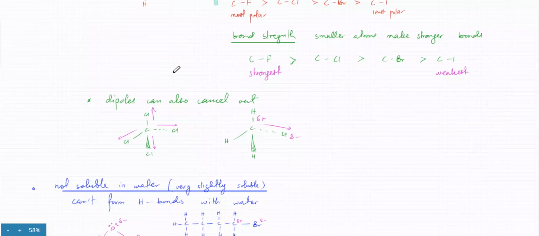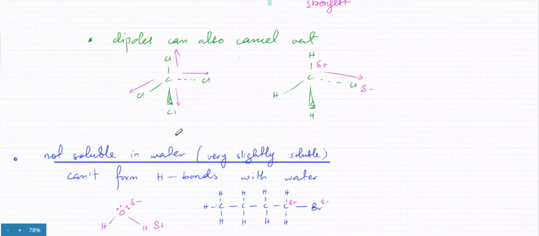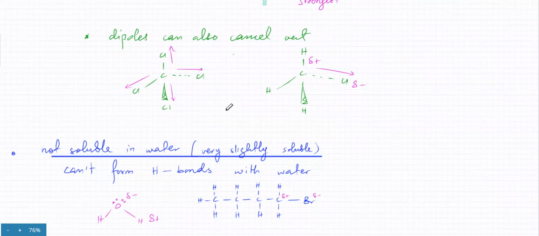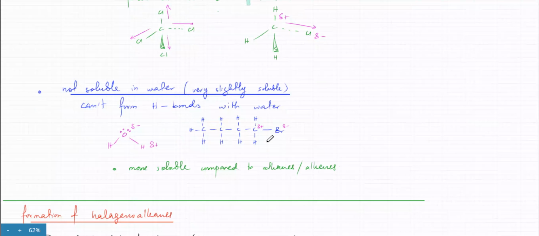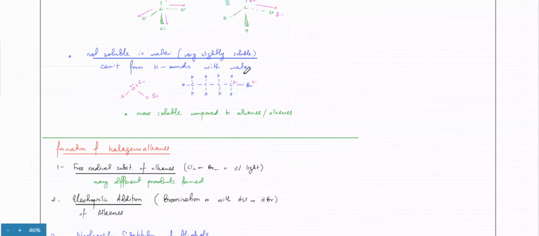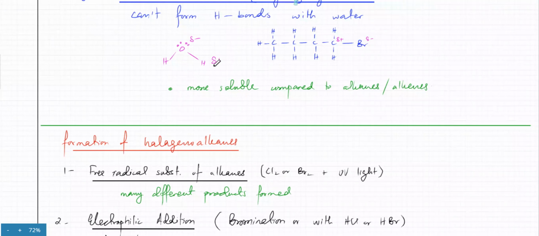And sometimes the dipoles would also cancel out if there were too many halogens, like chlorine, and all the dipoles, their attraction getting cancelled out. So sometimes they do cancel out as well. And they're not soluble in water, or you can say they're very slightly soluble in water, because water forms hydrogen bonds and they are not capable of forming hydrogen bonds.